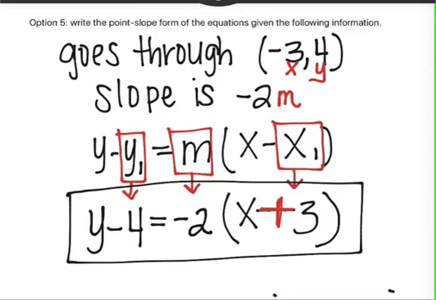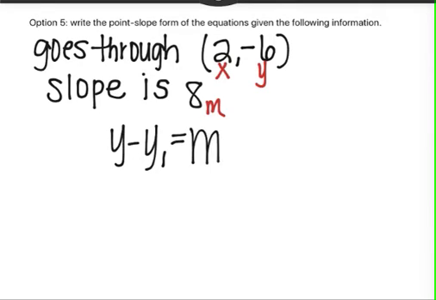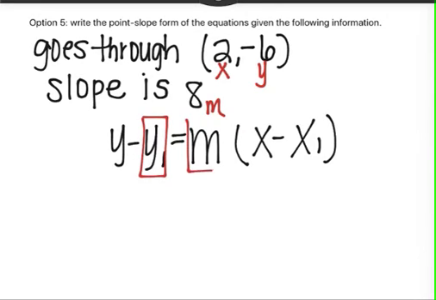I'm going to go through one more with you just to make sure we got it. Goes through the point 2, -6, so this is the x, that is the y, and the slope is 8, so that must mean this is my m. So if I write my equation out, which you should always do, y minus y1 equals m, parentheses x minus x1, I know that I need to fill in 3 things in my equation, right there. And we already have those 3 things, so we are ready to go.